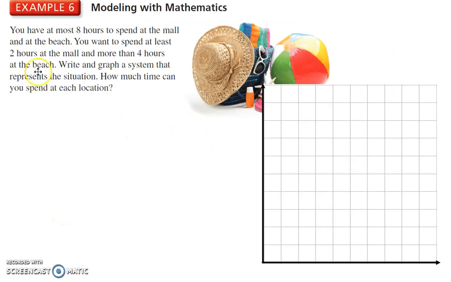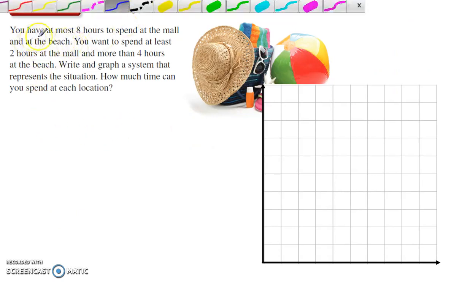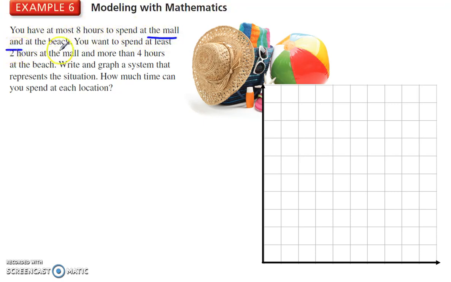All right, final problem here. You have at most 8 hours to spend at the mall and at the beach. So mall plus beach. At most, keyword here, so you can spend more, which means at most means less than. You could spend 8, less than or equal to 8. All right, m plus b is less than or equal to 8.